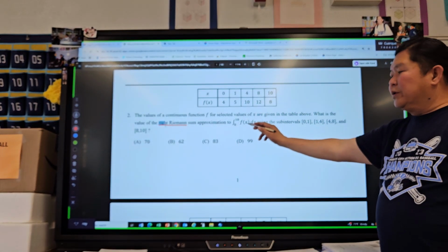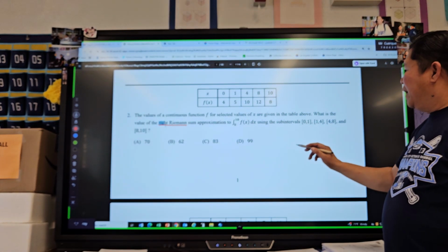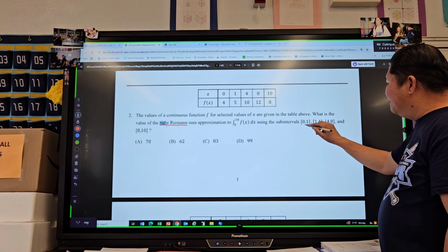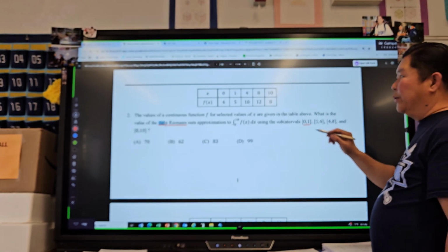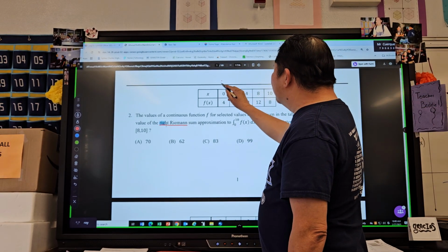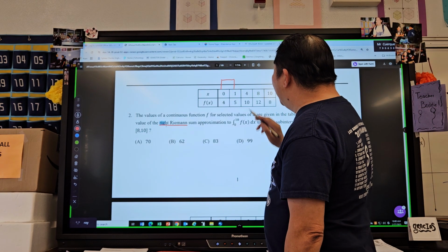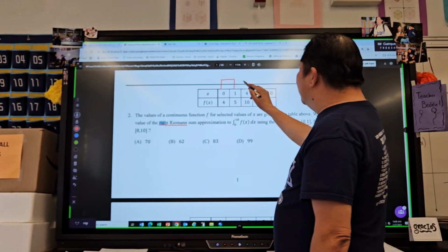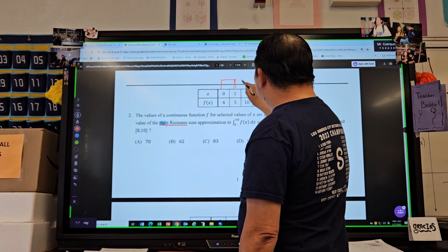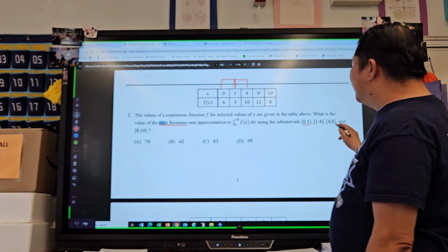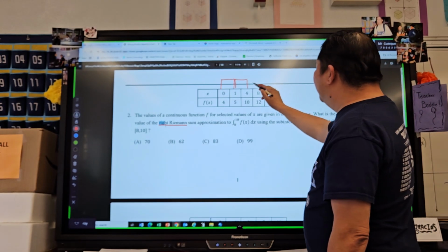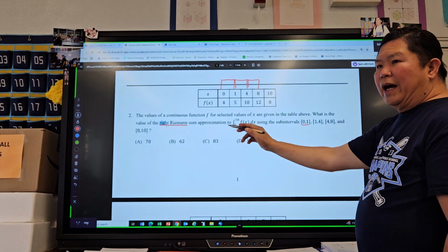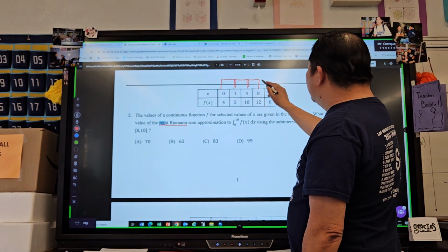Approximation to the integral from 0 to 10 of f of x dx using subintervals. What's the first subinterval? From 0 to 1. So we do it this way, 0 to 1. And what's the next subinterval? 1 to 4. The third subinterval, 4 to 8. And then the last is from 8 to 10.